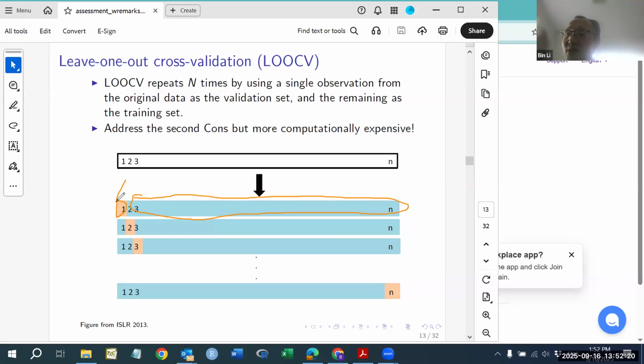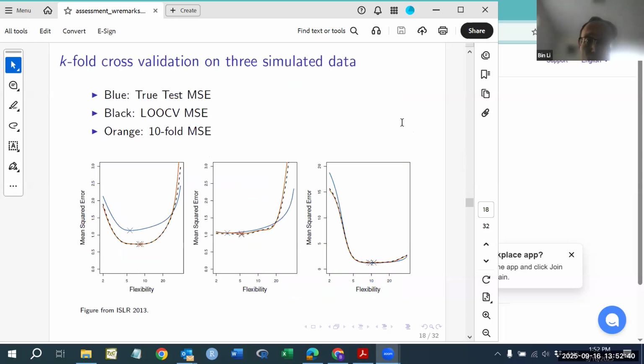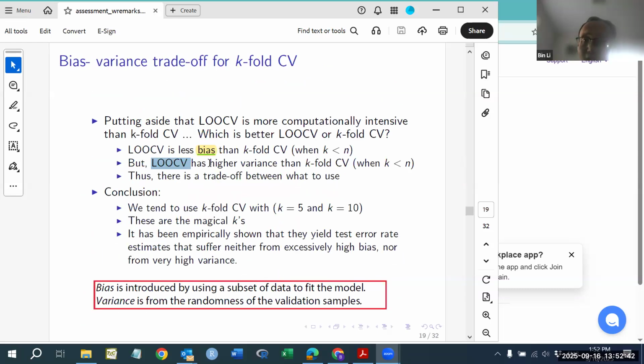But leave-one-out is deterministic within that data set. That's true. So there are two types of variance. One is the variance within the data. One is the variance between the data. So make sure you understand that. Okay, so I'm talking about the between. So that's why leave-one-out has higher variance than the k-fold.